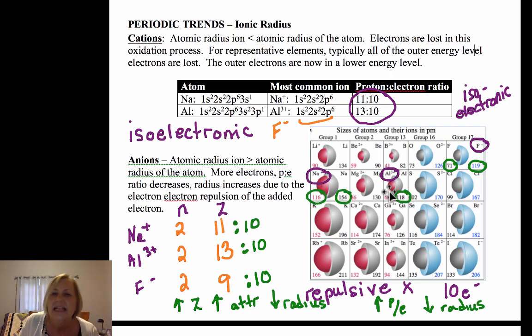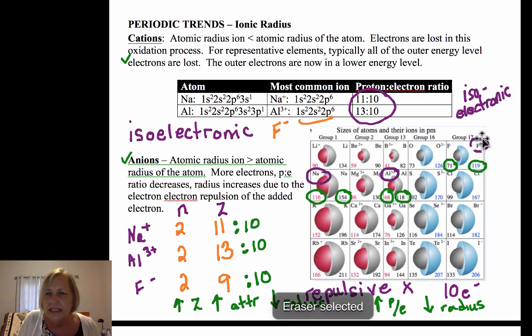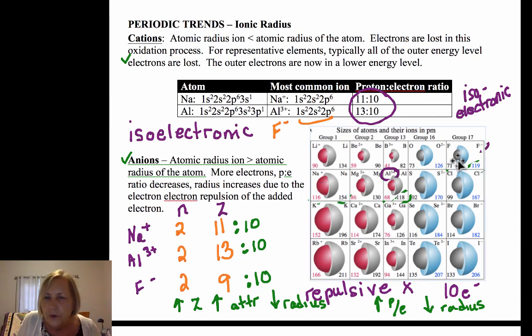So those numbers verify the general principle I mentioned. Now, let's take a look at these compared one to another. So we've got the fluoride ion was 71. So this was 71 for its radius. The sodium was 116 and the aluminum is 68.